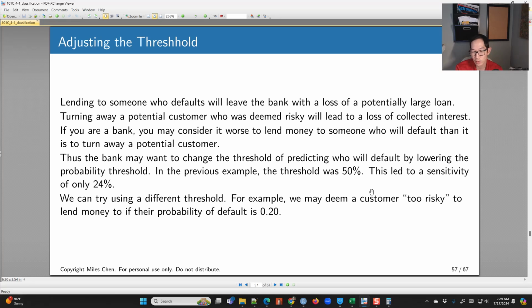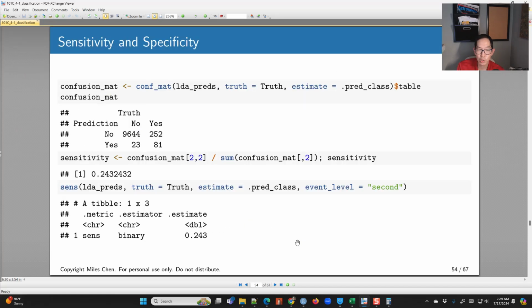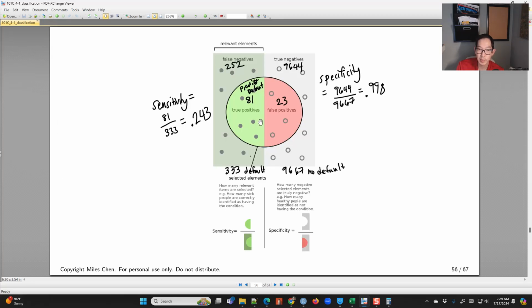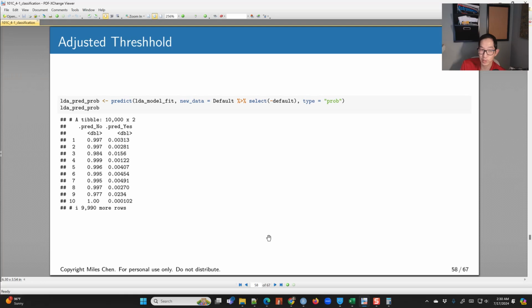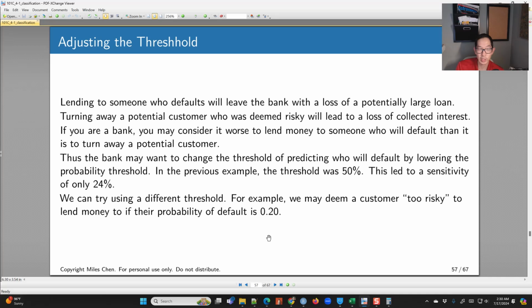So far our threshold was 50% as far as yes or no, and that led to a sensitivity of only 24%. Basically, there are 333 people who actually defaulted, and we only correctly identified 81 of them. And so we might say, hey, anybody who has a probability of default over 20%, we're just going to deem too risky. We're not going to wait for it to hit 50%. So now we can adjust this threshold.